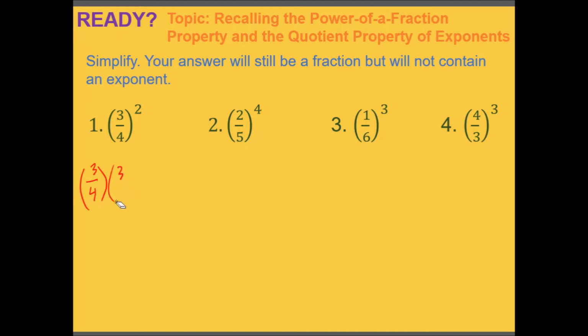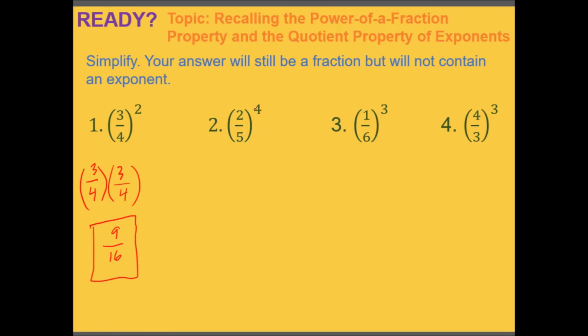Like this. 3 times 3 is 9. 4 times 4 is 16. And notice it says your answer will still be a fraction, but not contain an exponent. No exponents here. And we want to be able to simplify if possible. Now 9/16 is already simplified. You cannot divide 9 and 16 by any factor in common. So we would leave it as 9/16.